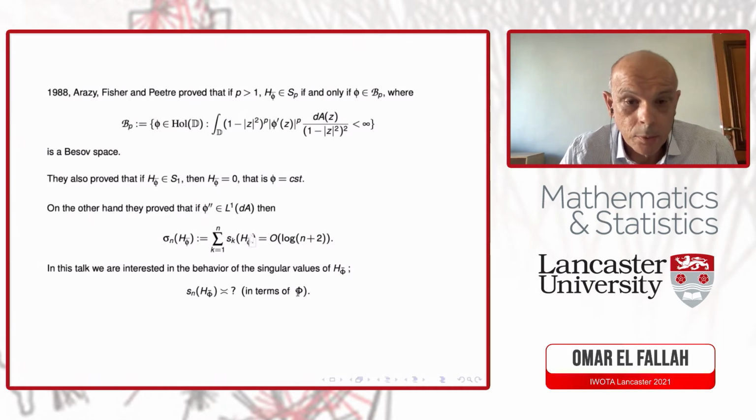Another thing, it is possible, yes, to interpret the result, the Arazi, Fischer, Peter result, by the fact that for p equal one, there is a cutoff. Because there is no function symbol phi for which the Hankel operator can have a finite trace.